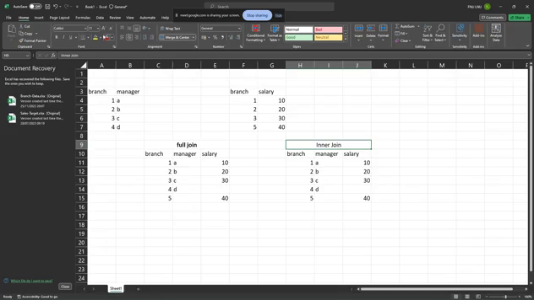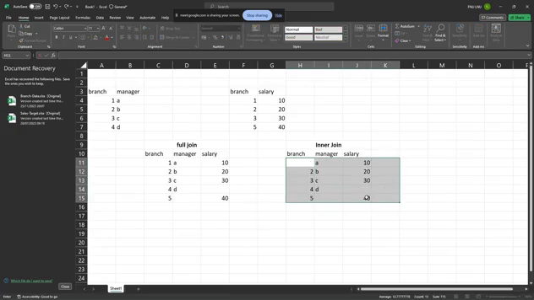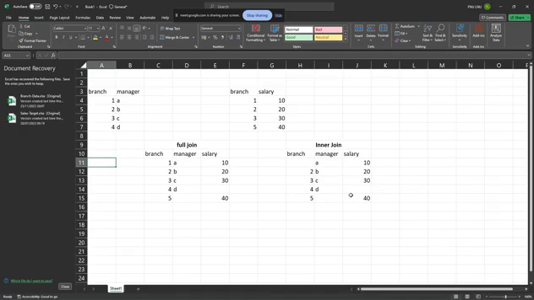Inner join. What is inner join? Let me delete all of this. So now for our inner join, because this four here is not here, and five is not here. But one to three is here. Those are the only branches that I will be displaying.